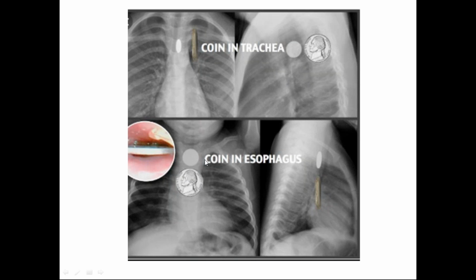And if the coin is in the esophagus, since the esophagus is a collapsed structure and does not have any supporting cartilage rings, the esophagus normally is collapsed, and as such, the coin will remain flat, and it can be seen end face in the AP radiographs. And on the lateral radiographs, we can see it from the side.